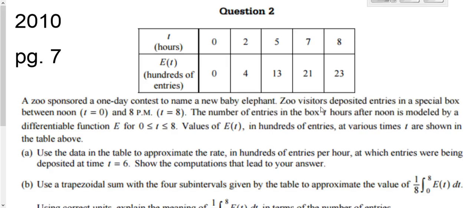Okay, so this is the first question on your review. I'm going to look at one part at a time, and we'll look at the AP rubric as we go through this. So we have a table, so we're going to be working with this table, and let's read through the problem.